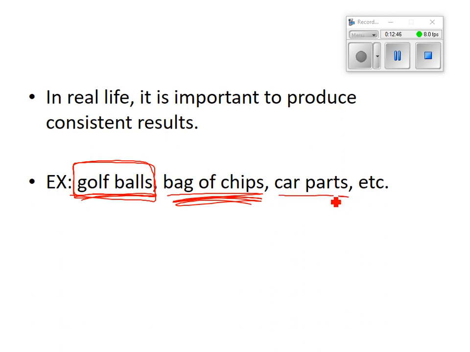Car parts, go to AutoZone, you buy a car part, you hope that that car part actually fits what you want it to fit, otherwise you're wasting your time.